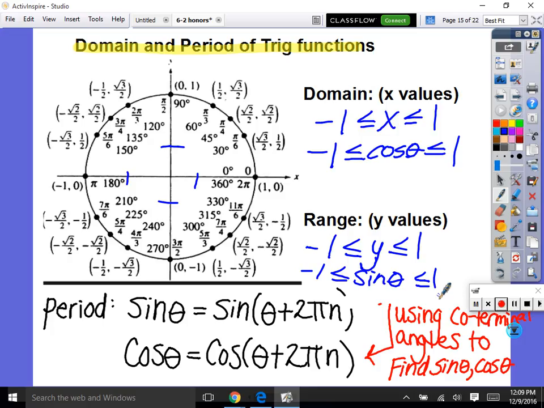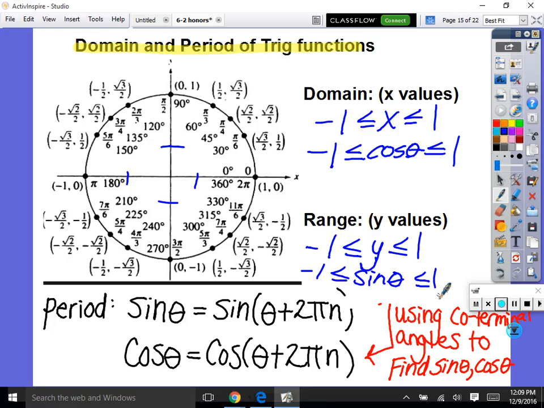So that's why sine of theta equals sine of theta plus 2 pi n, where n is the number of times you're adding 2 pi. We can start at, for example, pi halves and add 2 pi, and add it again, and won't our sine value always be the same? Our y value is always going to be the same. So this is making sense.